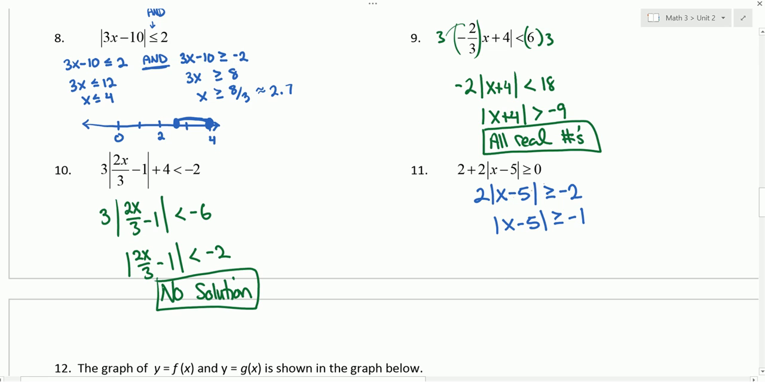Again, think through this problem here. When will an absolute value be greater than or equal to -1? An absolute value is either equal to 0 or it's a positive value. So it will always be greater than -1. So again, we get all real numbers.